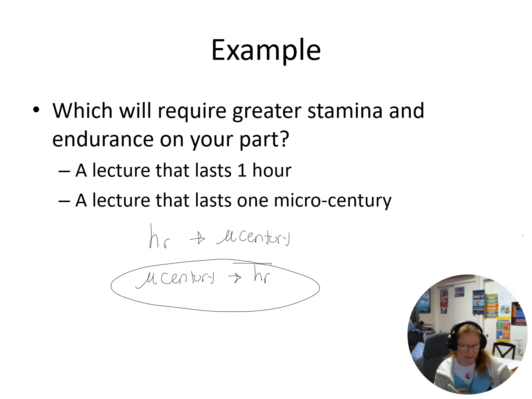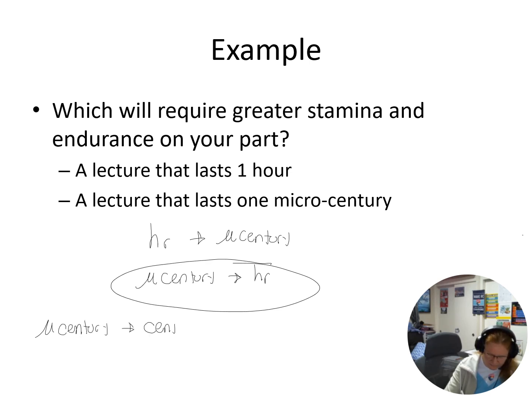Most of the time, especially at this level, what we're looking at is a series of steps. I don't have a direct conversion for a microcentury to an hour, and if you do, I know you looked it up on Google. I have a series of conversions. I can go from a microcentury to a century, and then from century to years. I can go from years to days, and then days to hours.